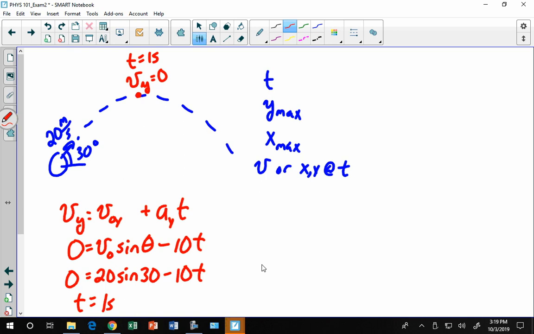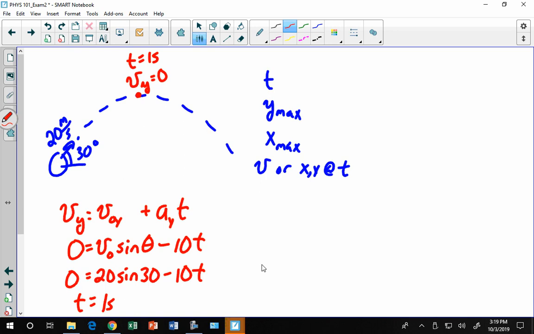The time that you use is important. Remember, we've done this in class a bunch of times. If I want to know the max height, I use t equal 1 second. If I want to know the max range, I use t equal 2 seconds. I just double it because that's the time at that particular point.